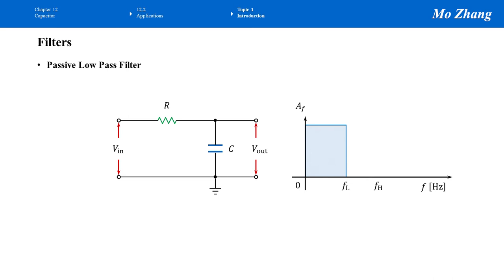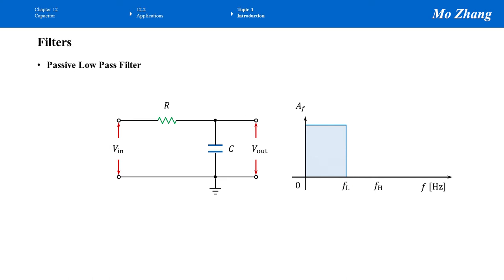There are a few different kinds of filters. The first one is the low-pass filter. As you can see, we connect a resistor R in series to a capacitor C. The voltage across the capacitor is the output voltage. If you build a circuit like this, it is called a low-pass filter. And this is how it works.